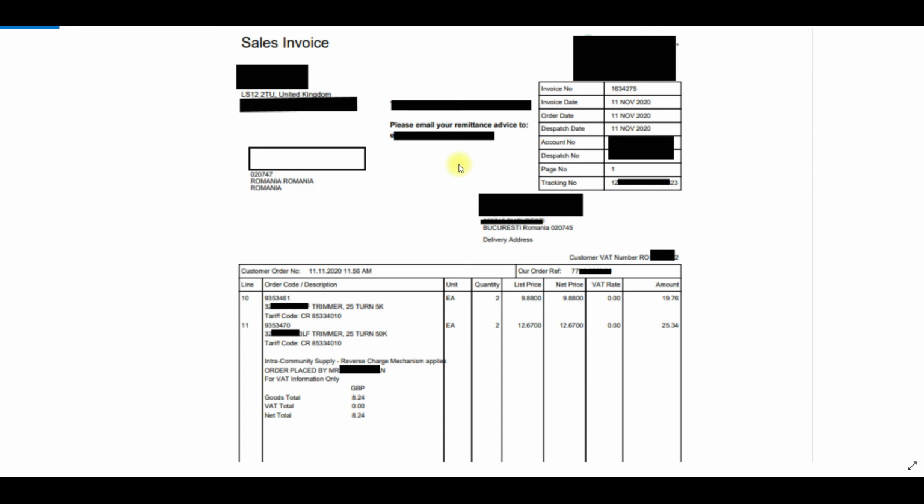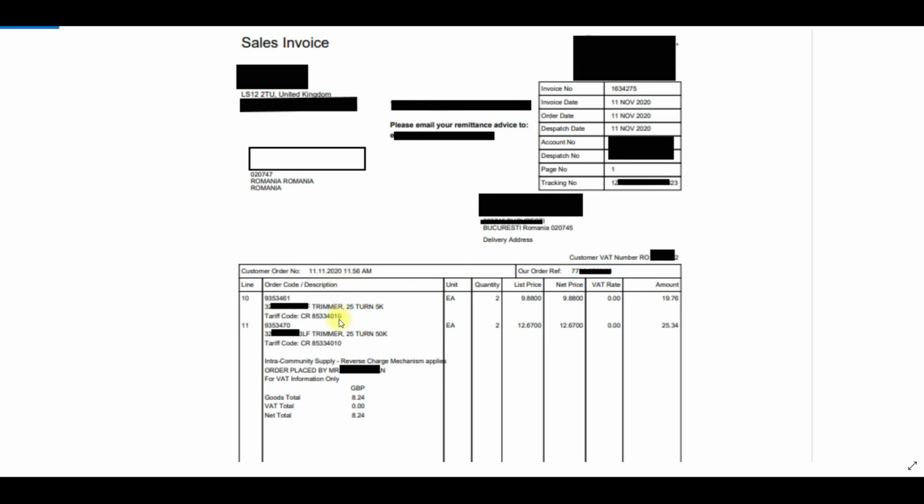Let's see together what information we have on the invoice in order to make the Intrastat declaration file. Okay, so we see the country of dispatch, it's the United Kingdom. The country of arrival is Romania. We see that the invoice was issued on the 11th of November, so we assume that the goods arrived in Romania also in November.